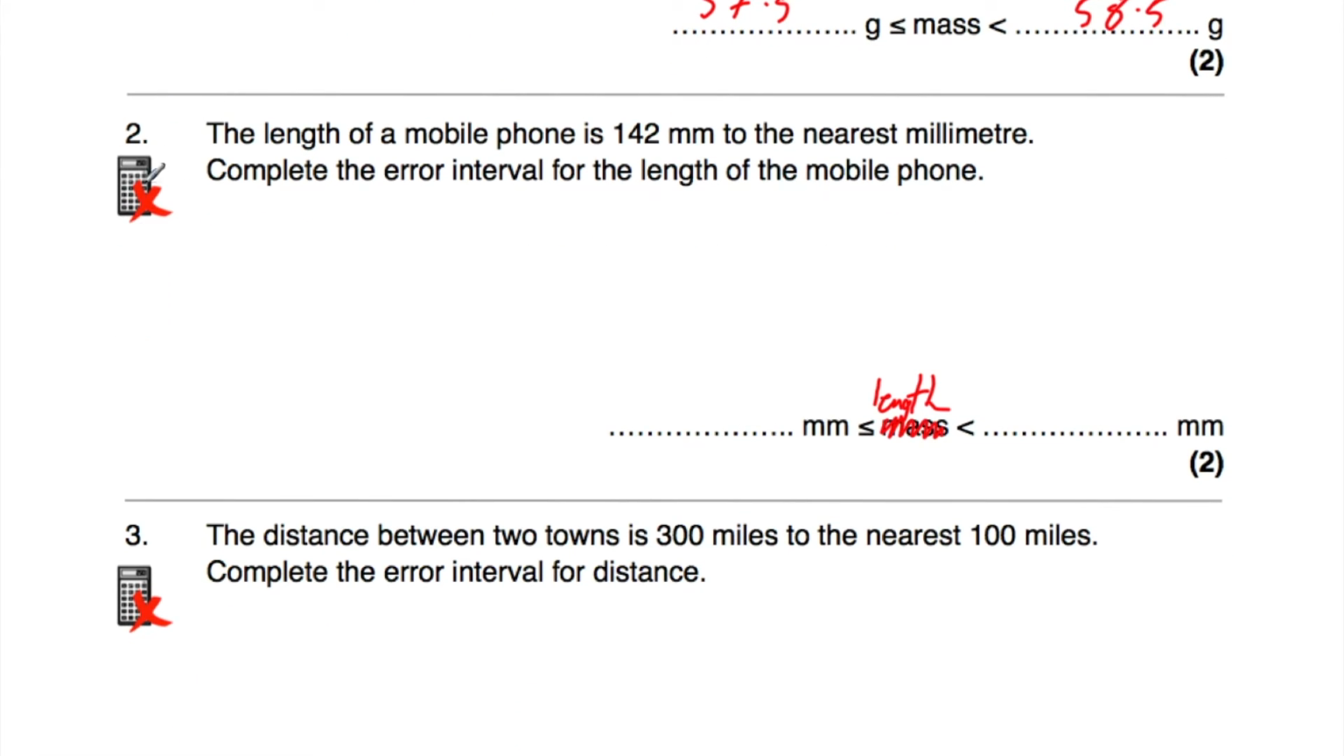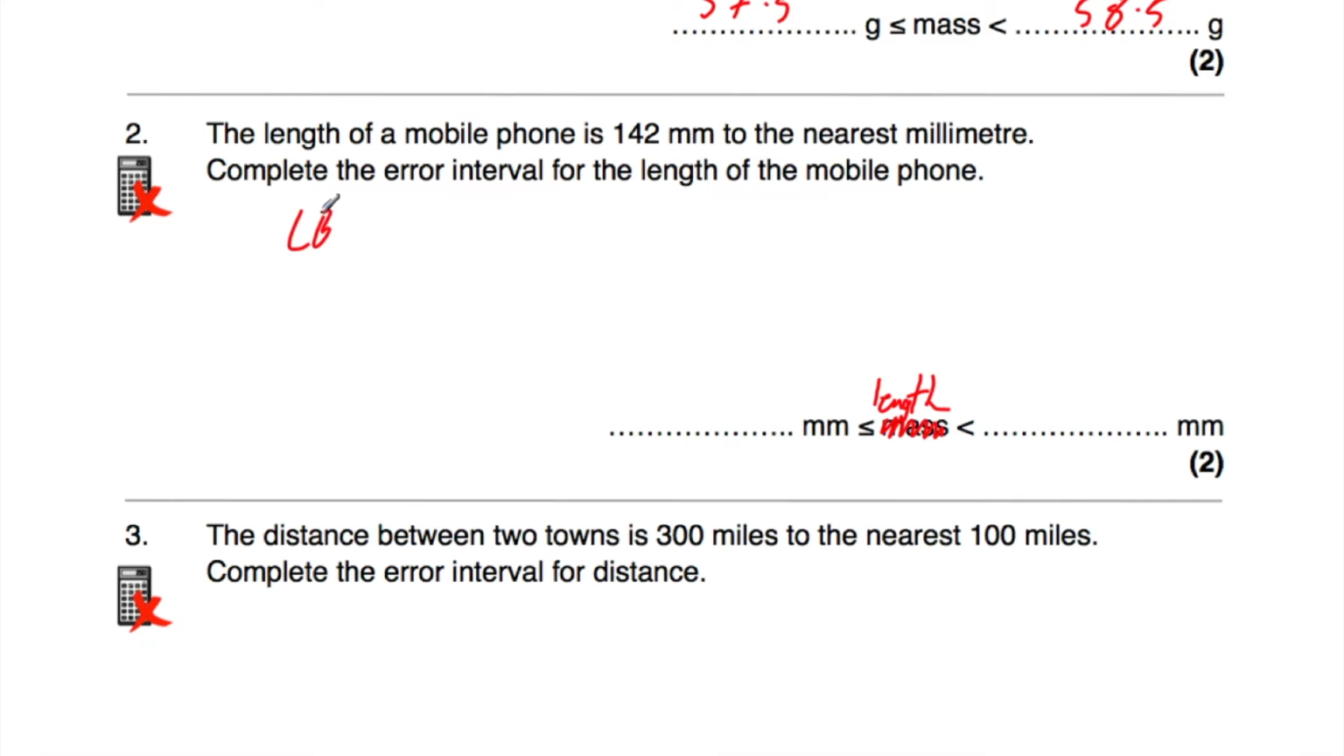Okay, let's have a look at question number two. Question number two says the length of a mobile phone is 142 millimeters to the nearest millimeter. Complete the error interval for the length of the mobile phone. So the length has been rounded to 142 millimeters to the nearest millimeter. Let's find the lower bound and the upper bound, and then we can write our error interval that shows the possible lengths of the phone.